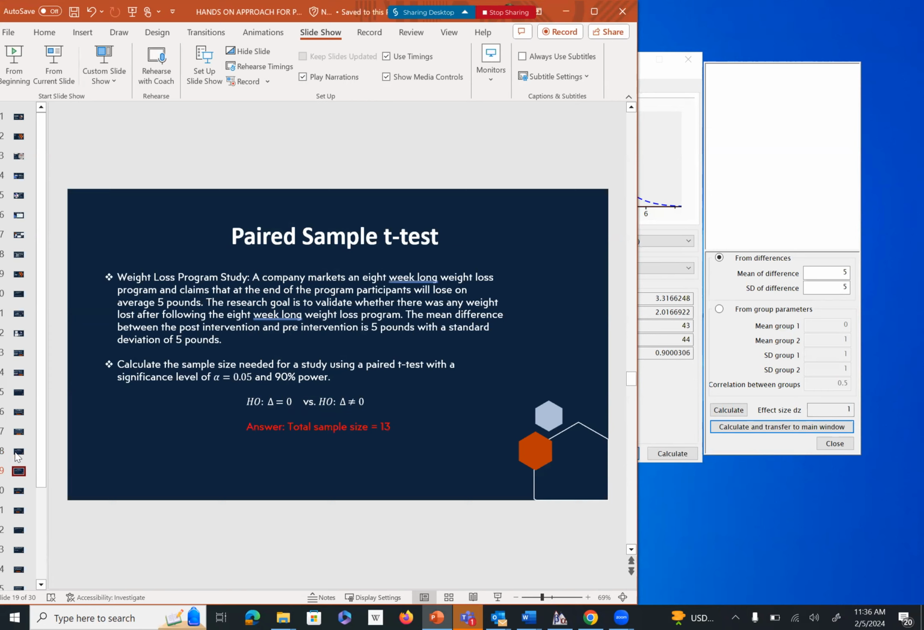So for our answer, we had a total sample size of 13 based off of the mean difference between the post-intervention and pre-intervention to be 5 pounds with a standard deviation of 5 pounds.